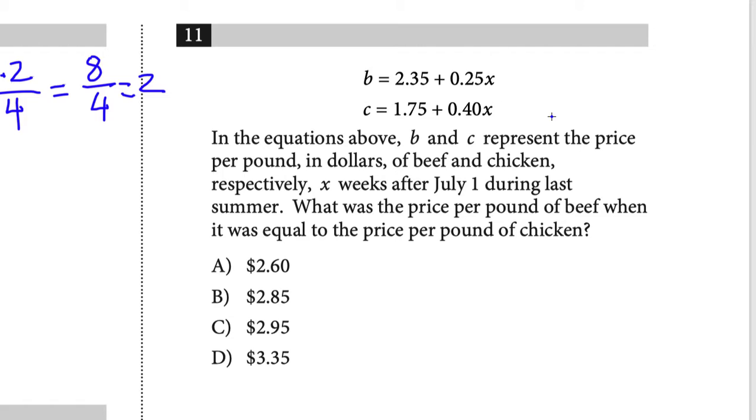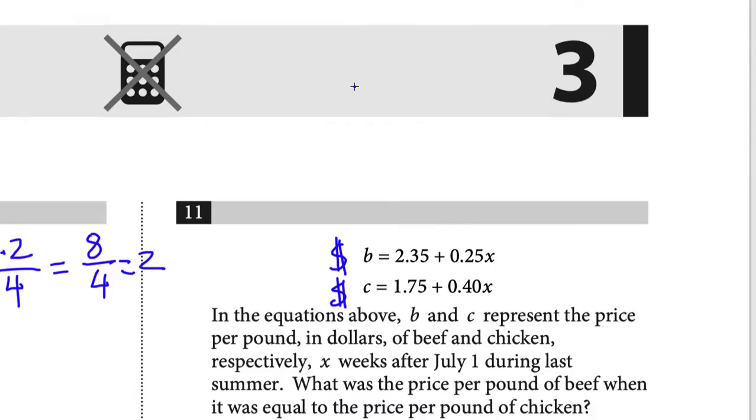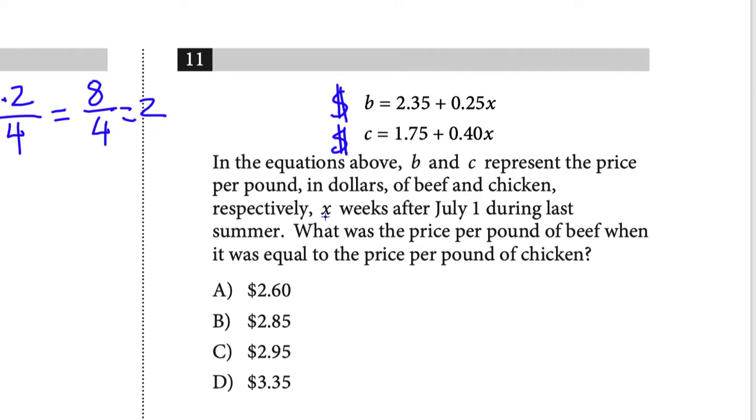All right, number 11. We have these two equations. In the equations above, B and C represent the price per pound in dollars. So these represent money. Money per pound in dollars of beef and chicken, respectively. So B for beef, C for chicken. Respectively, X weeks after July 1st. So X represents time since July 1st during last summer. What was the price per pound of beef when it was equal to the price per pound of chicken?